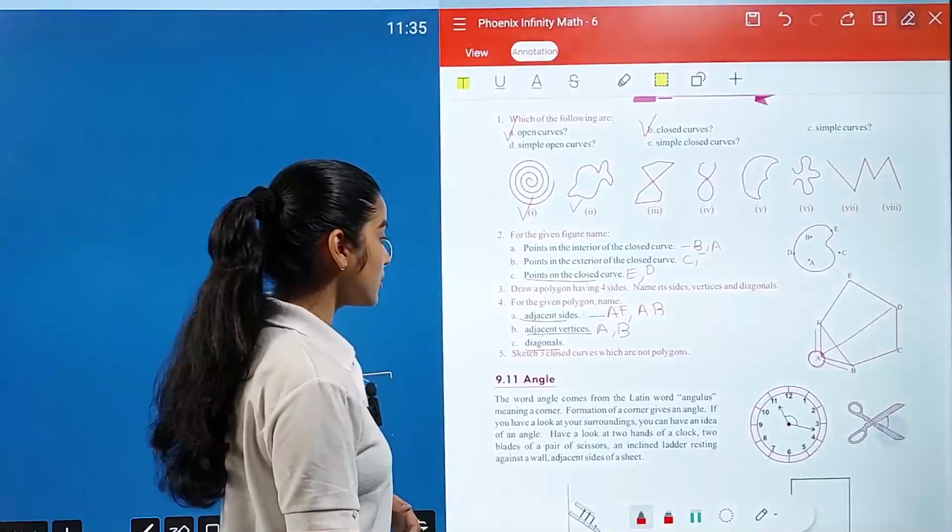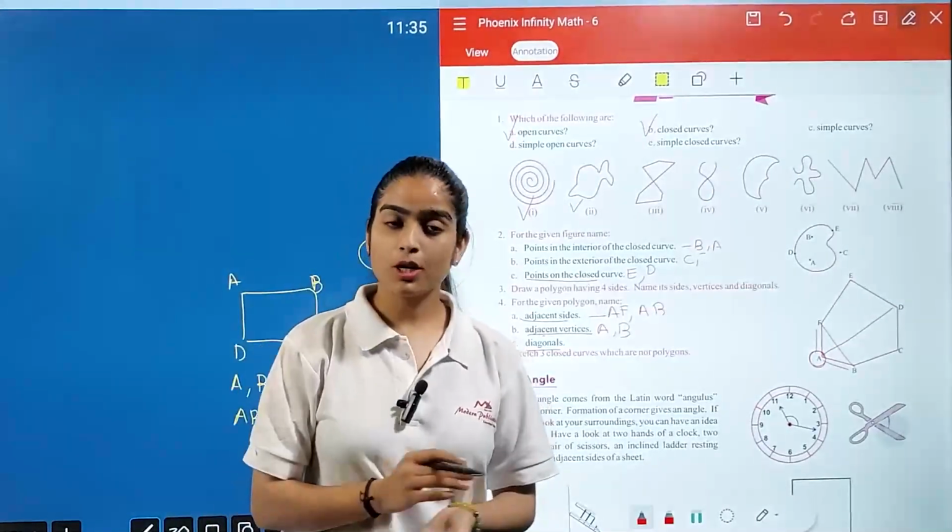Now sketch three closed figures which are not polygons. So that is very easy. You can do it yourself.